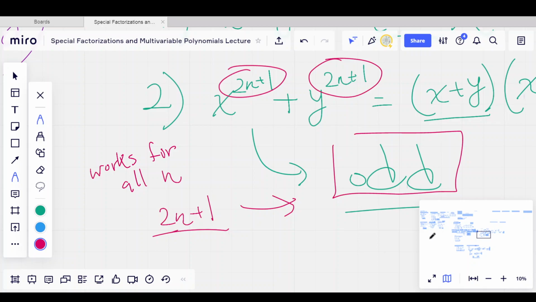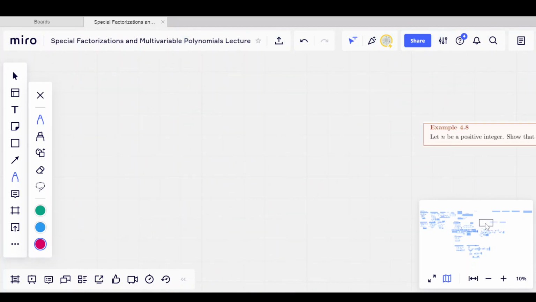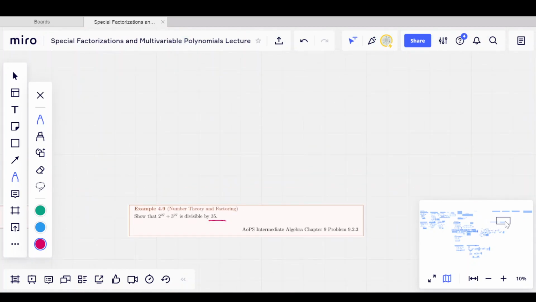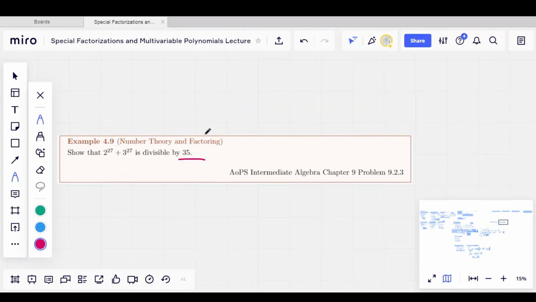Okay, so moving on. As I said, where is it actually? Oh, I think I put it in the wrong order again. But okay, so let's just tackle this one first. Show that this and this plus this is divisible by 35. Okay, so think about that for a sec.